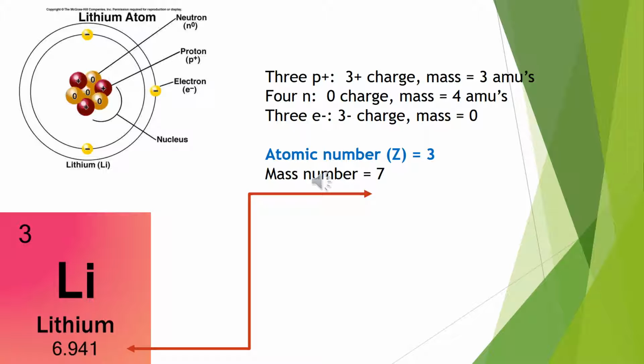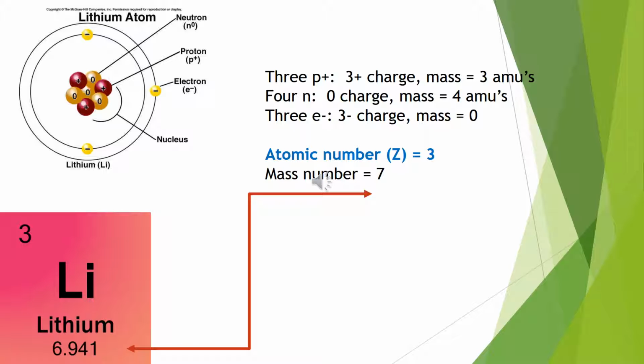This is the last screen for this evening, and I want to point something out. Notice that the 3 protons and the 4 neutrons add up to a mass number of 7. 3 atomic mass units for 3 protons, 4 atomic mass units for 4 neutrons, 3 and 4 add to 7. But notice that there's a number below the name of the element in the periodic table, which is almost 7, 6.941. That number is an atomic mass. It's the atomic mass of the element lithium.